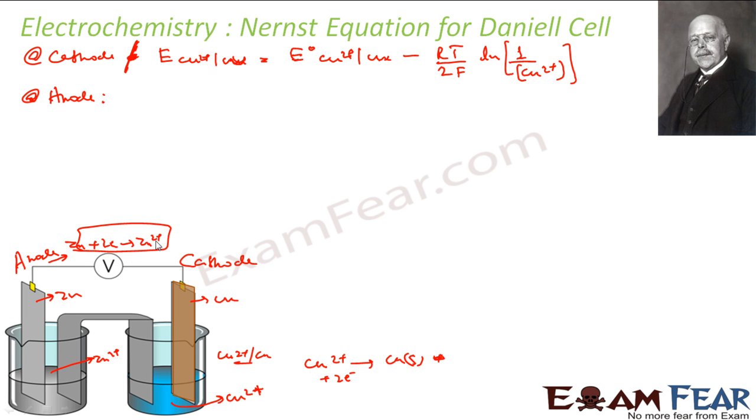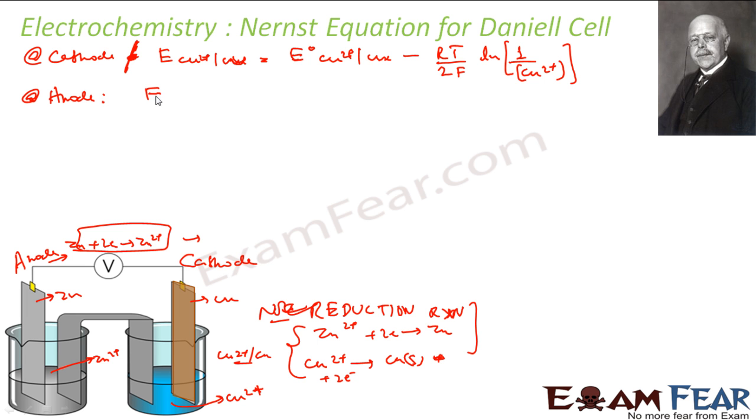The flip side is the reduction reaction. Please note, I have to write the reduction reaction for this. The reduction reaction is Zn2+ taking 2 electrons to become Zn. So in both cases I am writing the reduction reaction. For finding the value of K, I am finding the reduction reaction. That is something to note.